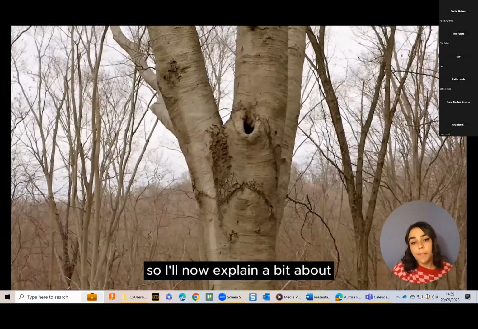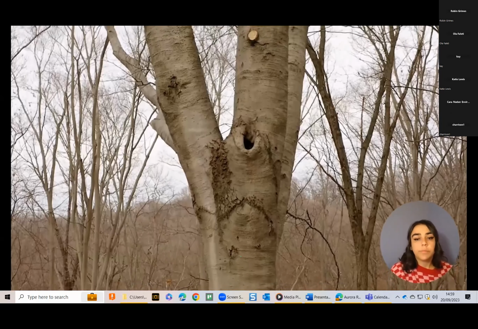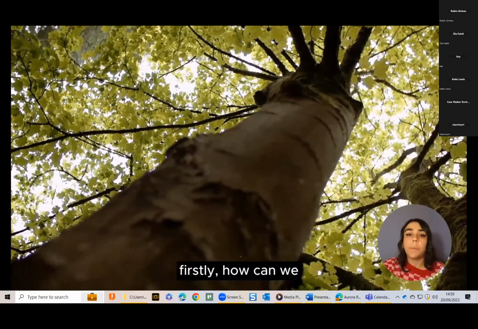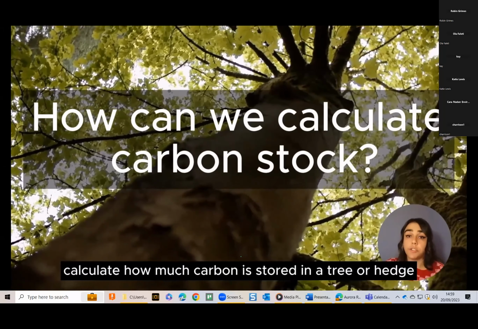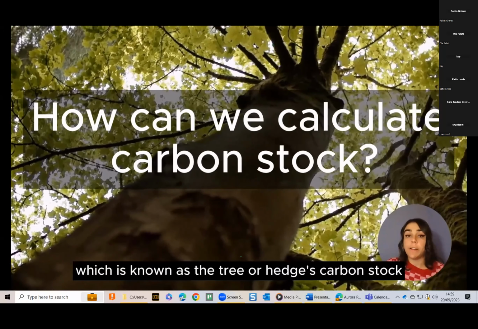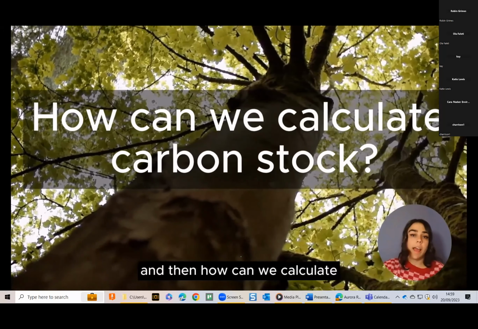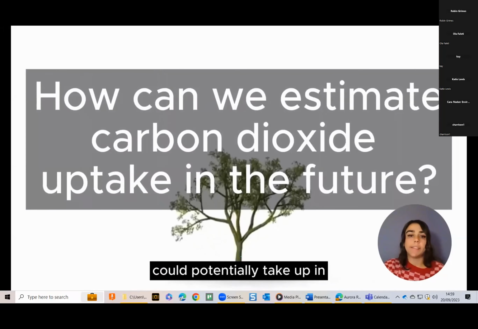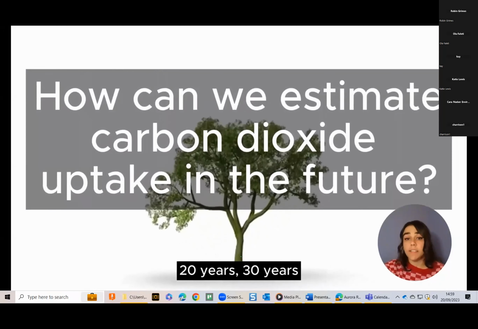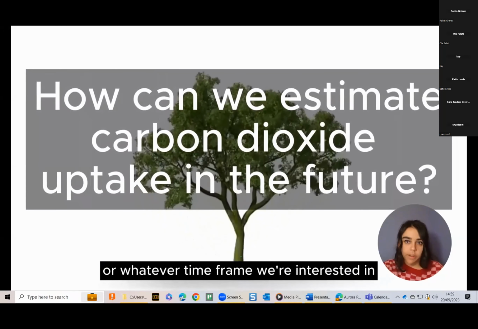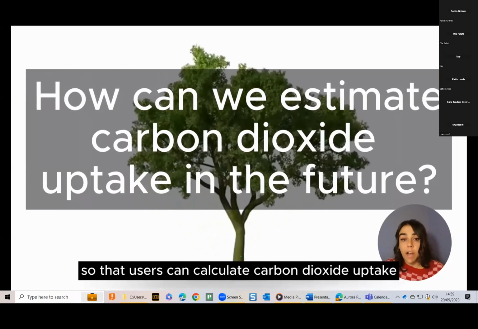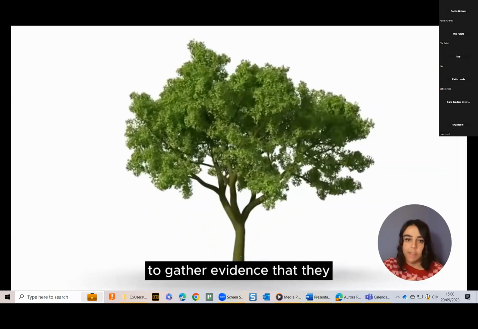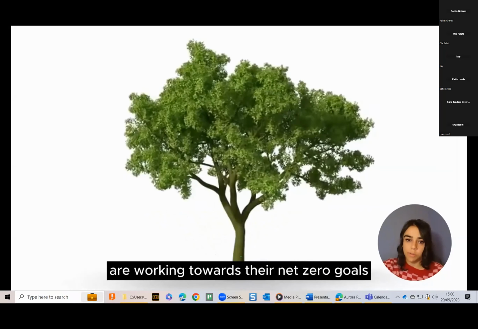So I'll now explain a bit about the research that was conducted. My research revolved around two main questions. Firstly, how can we calculate how much carbon is stored in a tree or hedge, which is known as the tree or hedge's carbon stock? And then how can we calculate how much carbon dioxide a tree or hedge could potentially take up in, say, 10 years, 20 years, 30 years, or whatever time frame we're interested in, so that users can calculate carbon dioxide uptake within their arboricultural projects to gather evidence that they are working towards their net zero goals.